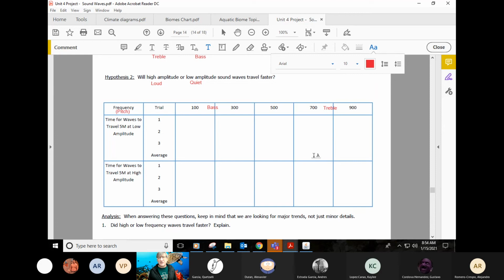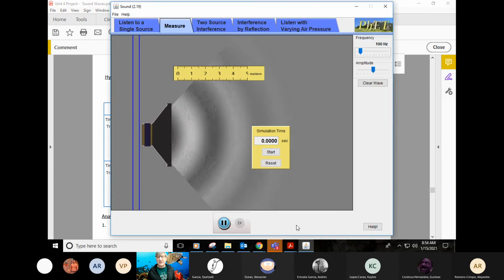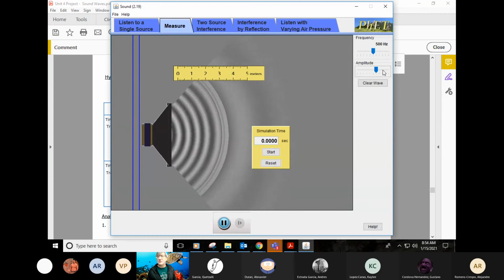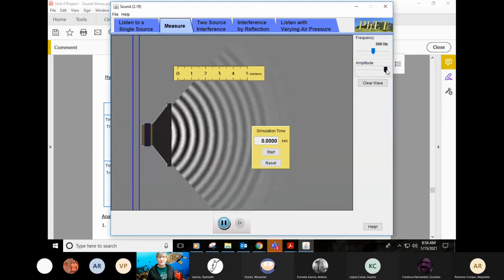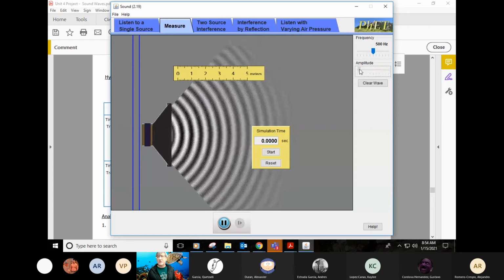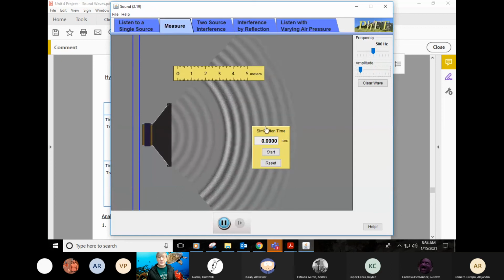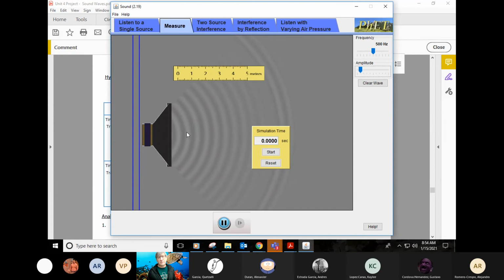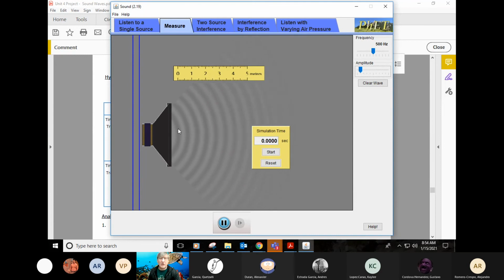Now this top row is always going to be a low amplitude. It's going to be a quiet wave. And the bottom row, we're going to repeat everything except these are going to be high amplitude, in other words, loud. And the way that looks on our simulation, let me bring this up to like 500 just so we can see more waves. Here's high amplitude. And here's low amplitude. You can still see the waves, but there's just different amounts of gray here.